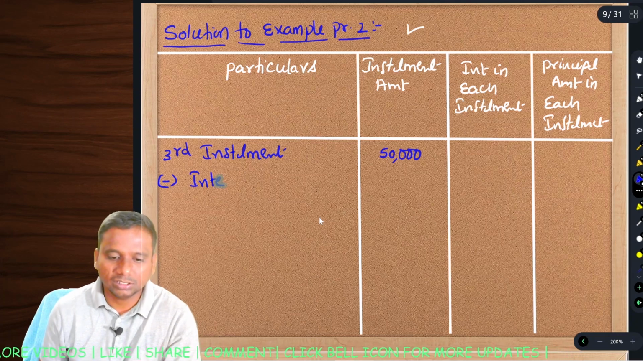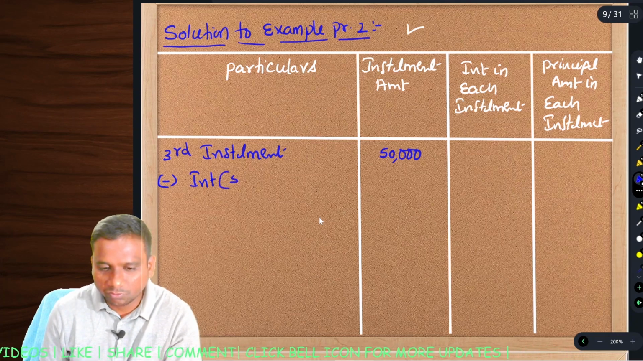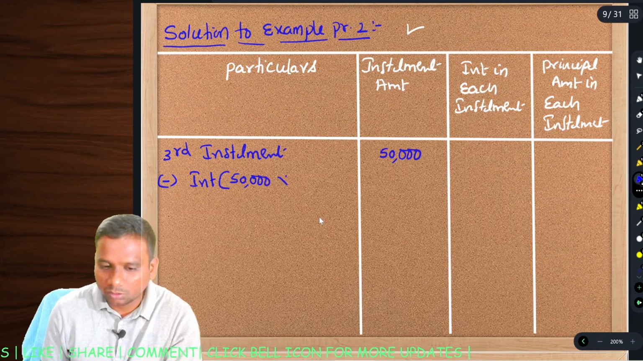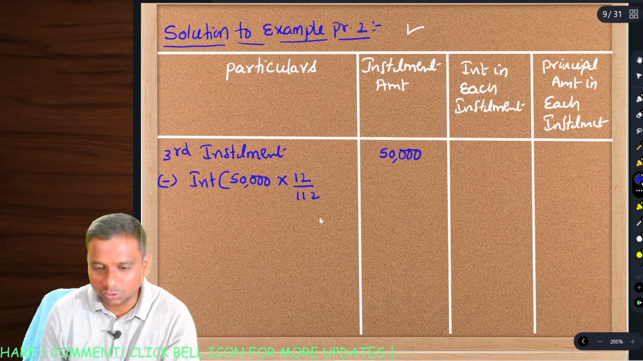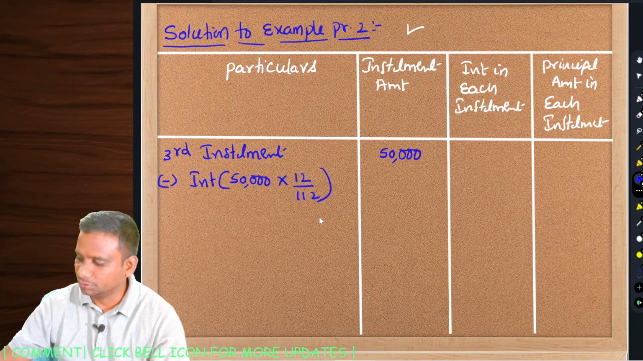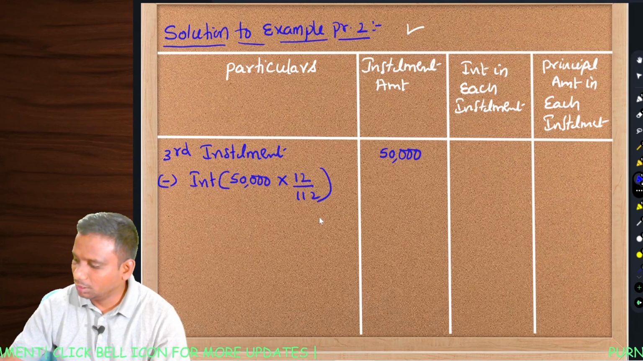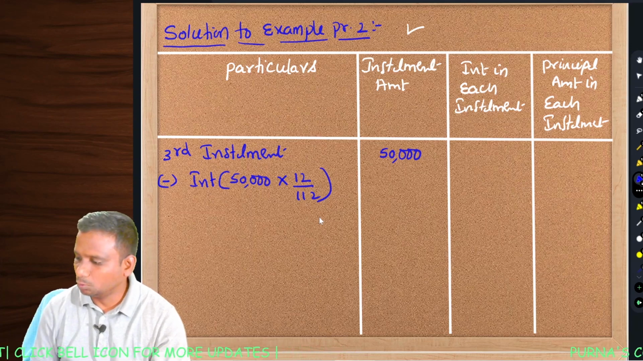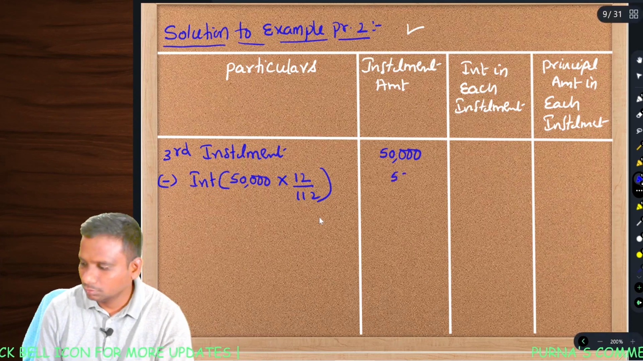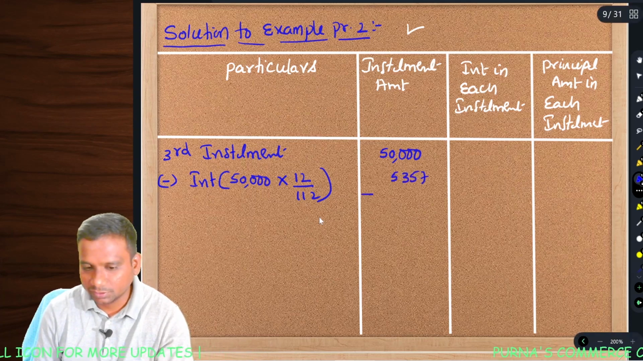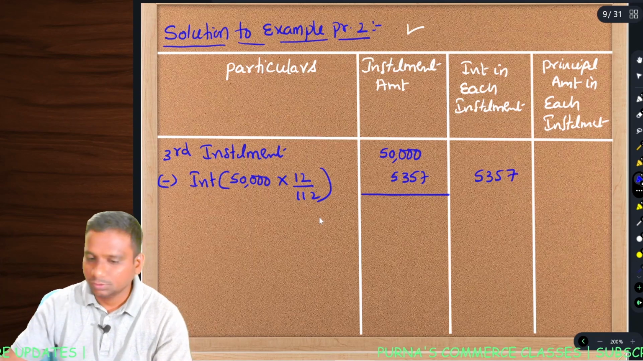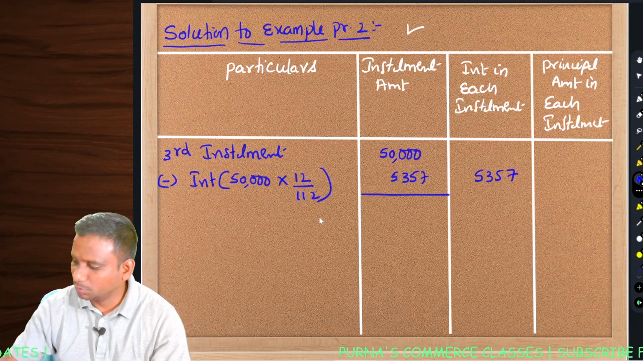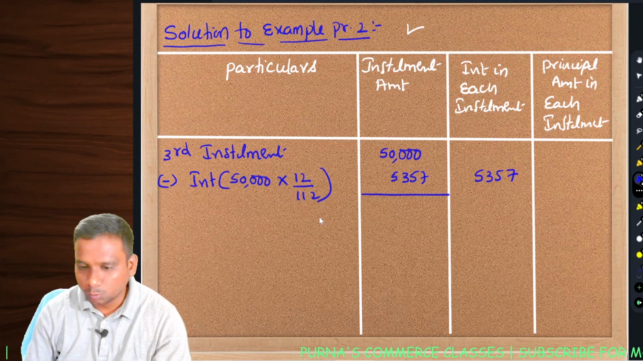Now tell me how much interest is included. We have found one formula: installment into rate by 100 plus rate, so 12 by 112. I hope you understood this. Very important, students. 50,000 into 12 by 112. How much? 5357. So this 50,000 includes 5357 interest.